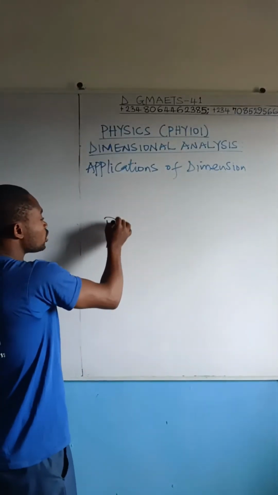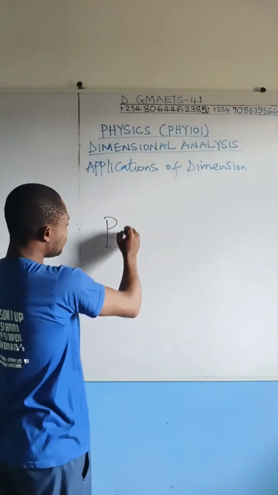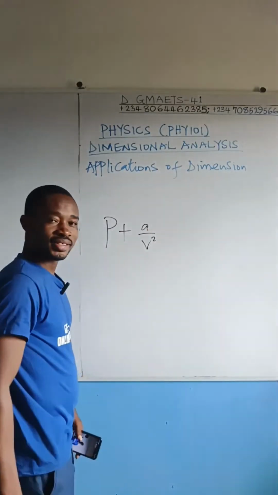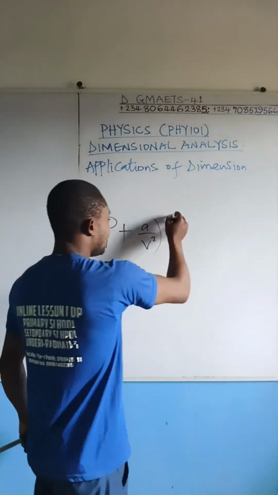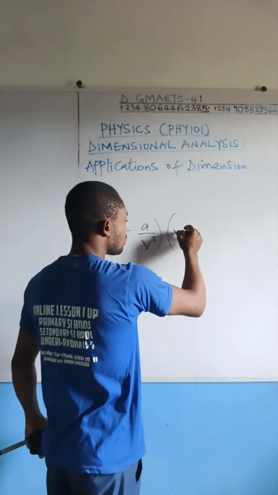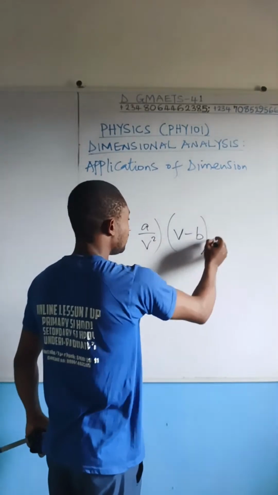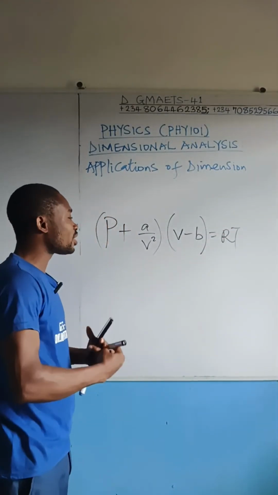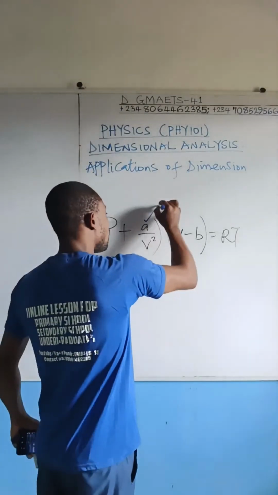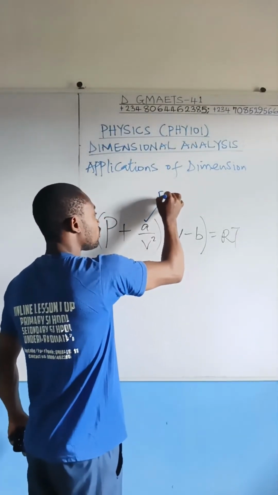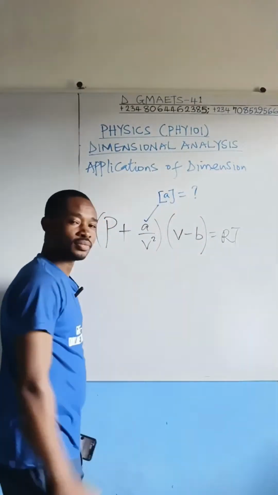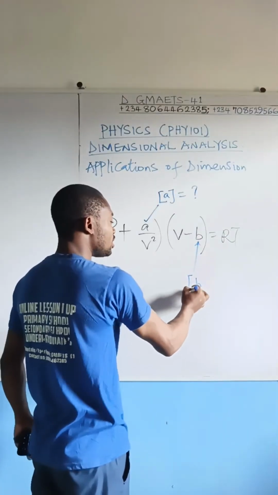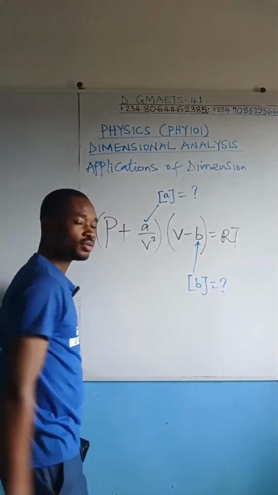The van der Waals equation of state is given in this form: (P plus A over V squared) times (V minus B) equals RT. What if I ask you to get the dimension of this A? Dimension of A is equal to what? What if I ask you to get the dimension of B? Dimension of B is equal to what?